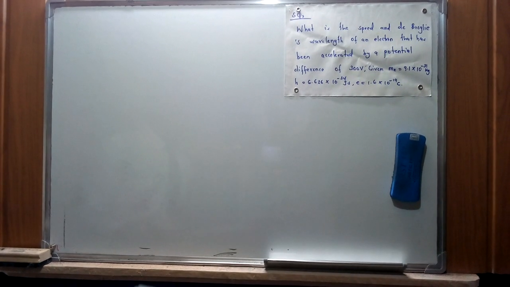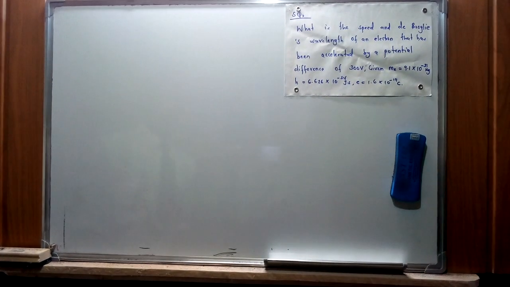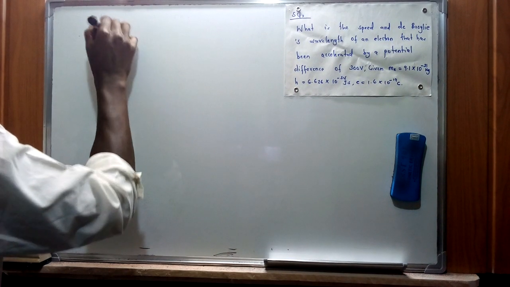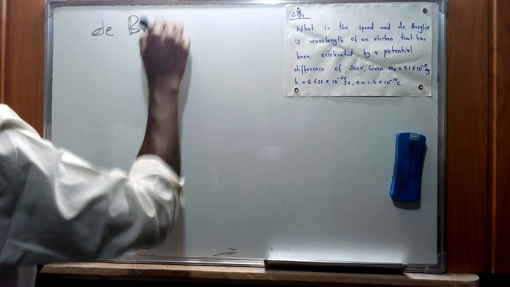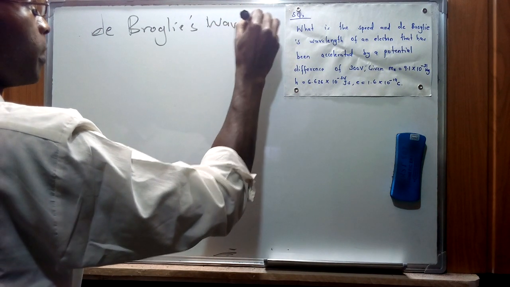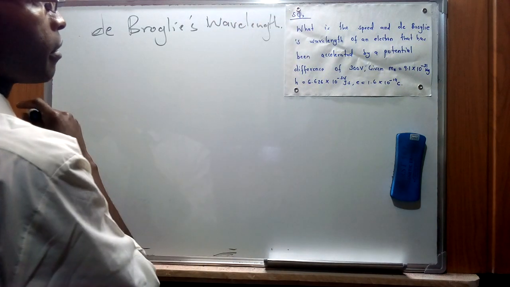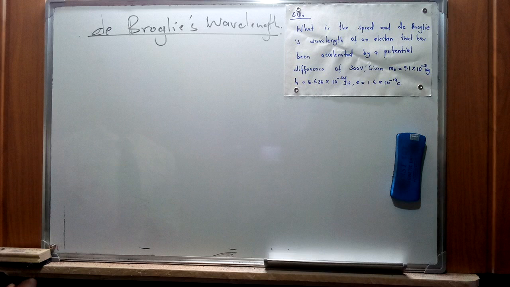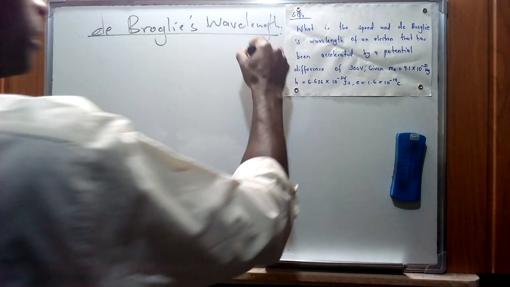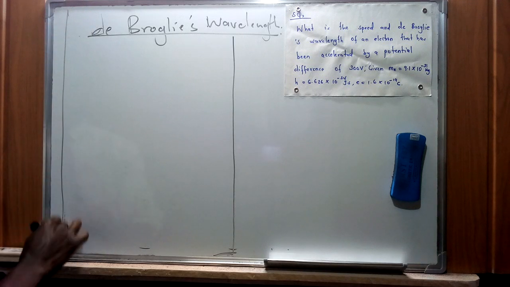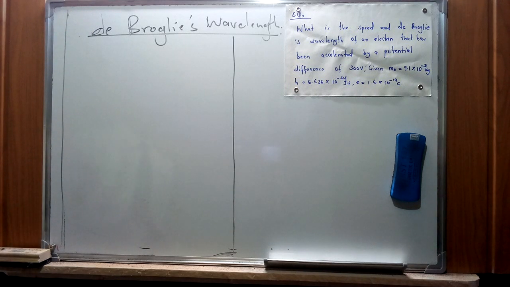So as I've said, today we're going to look at another topic in quantum mechanics, and this is the de Broglie wavelength. And of course, the speed of a subatomic particle, which is an electron that is being accelerated in a potential difference.